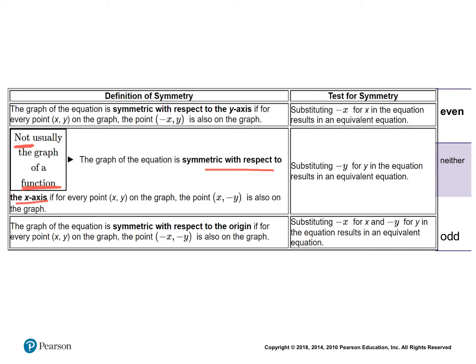And the last one, if it's symmetric with respect to the origin, where you can draw that diagonal and reflect it over that, you should be able to substitute negative x for x and negative y for y in the equation. It's pretty much turning coordinates into their opposites. That is an odd. So if a coordinate on the graph was 1, 2, when you reflect it over the origin, you're going to get a point -1, -2. So we'll look at some more examples to help us understand this chart better.